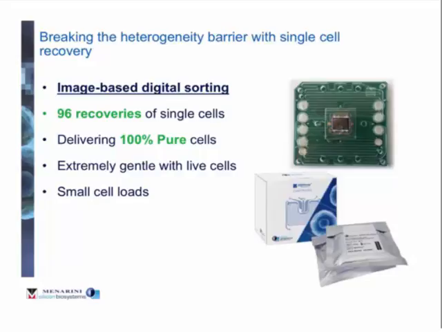We recognize the cells, and then based on images and scatter plots, we can recover up to 96 single cells, or pool of cells up to 500 cells in a single pool, delivering 100% pure cells at the output. It's also very gentle with live cells, and importantly compatible with small cell loads, which is what you get in many clinical samples, like fine needle aspirates or enriched CTCs from blood.